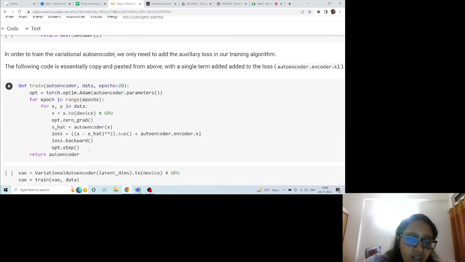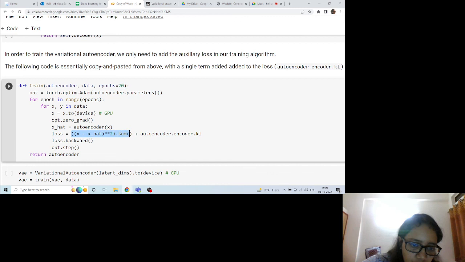In the training function, what you see is again what I said: you first have the MSE loss, this squared distance loss, and then you have the KL divergence loss to make sure that your posterior is close to the prior.